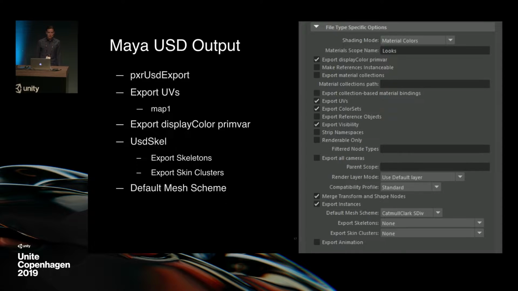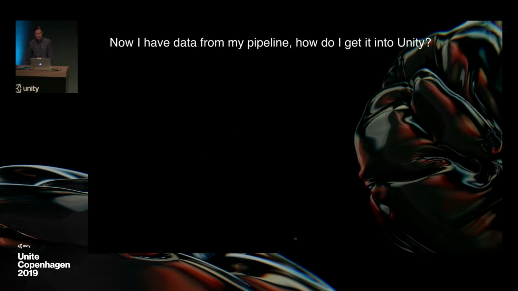So the default mesh scheme is by default set to Catmull-Clark subds. One thing you should be aware of is that just passes through. Unlike Alembic, where subds are not supported, this simply passes through and you get the low-res cage.